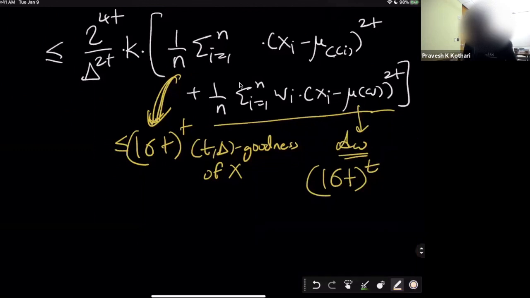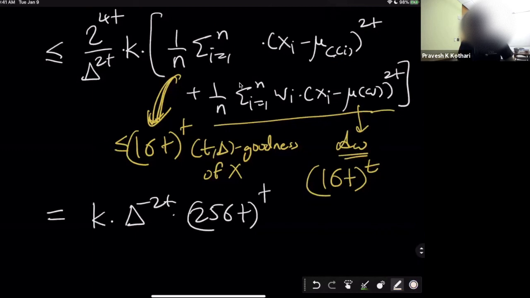And so, if I did the algebra correctly, you can see that I'm getting some exponential in t, a t to the t, a delta to the minus t, and a k. So I'm just going to write it as such, assuming that I did the algebra correctly.